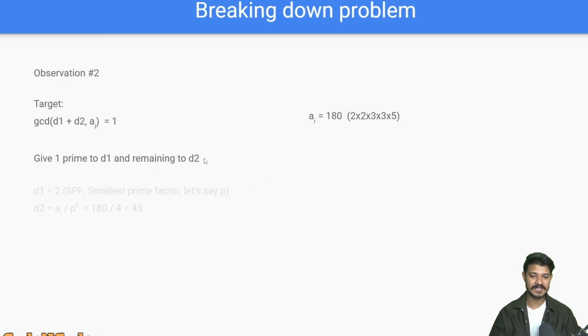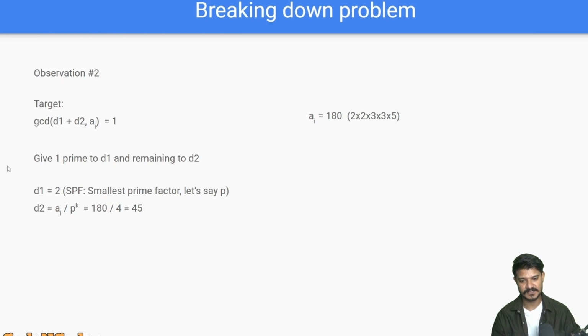So I'll give one of the primes to D1 and the rest of the primes to D2, right? You can pick any prime to give to D1. I'll go with SPF, that is smallest prime factor. I'll go with the smallest prime. Why? Because we have to calculate the primes of each number, right? AI can be as large as 10 to the power 7, remember, right? Now, I haven't told you about the constants, but I'm telling you now, AI can be as large as 10 to the power 7. So we have to calculate prime factors of all the numbers till 10 to the power 7, which is huge. So what can you utilize?